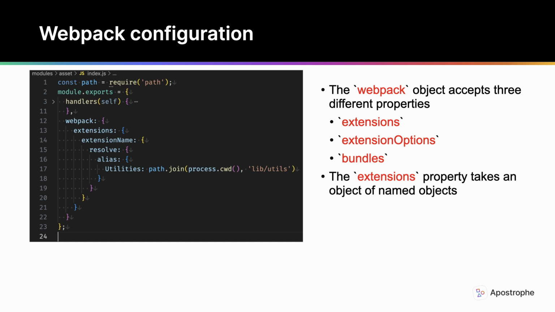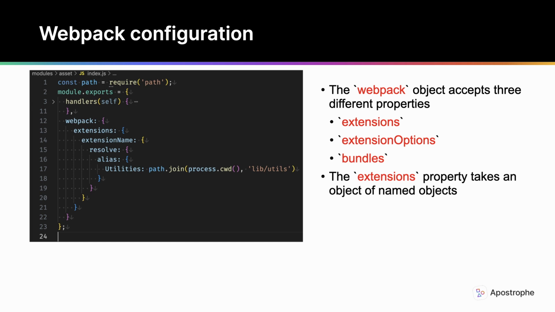There are 3 different properties that Webpack accepts. For the moment, we will only cover extensions. You can read about extensions options in the documentation, and we will cover the third, bundles, in the tutorial on widgets. The extensions property takes an object of named objects. Each of these named objects should be set to an object that will be merged into the existing Webpack configuration. The structure of this configuration comes from the Webpack configuration specs, which you can find linked in the comments below.